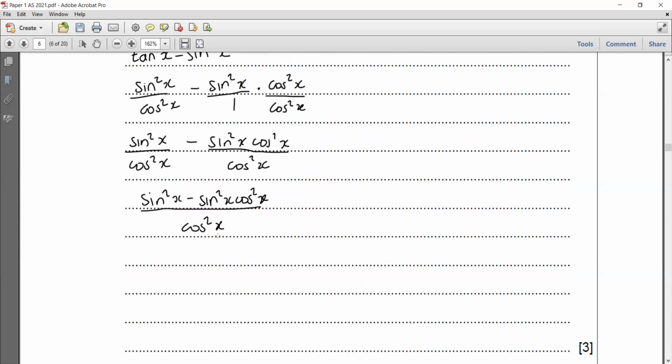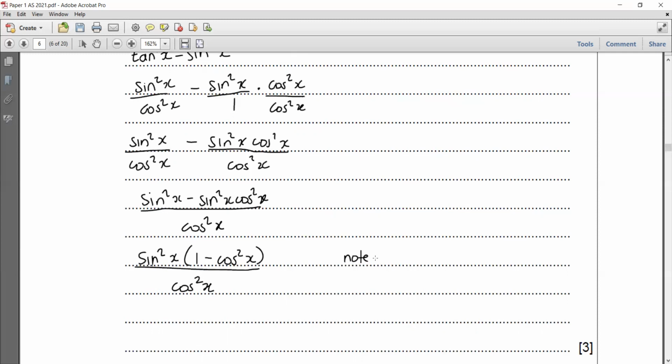All right, then in the numerator, you can factor out sine squared x. So you take out sine squared x, and then sine squared x divided by sine squared x is 1. And then sine squared x cos squared x, you have minus cos squared x. And then in the denominator, you just have cos squared x. All right. Then 1 minus cos squared x, this is an identity.